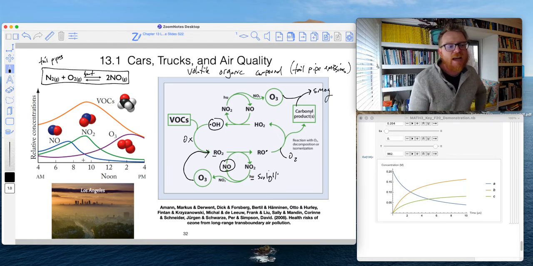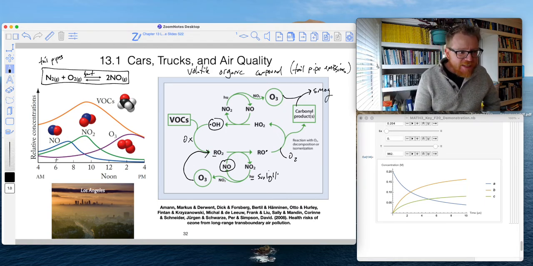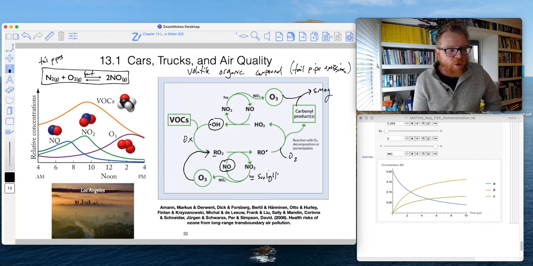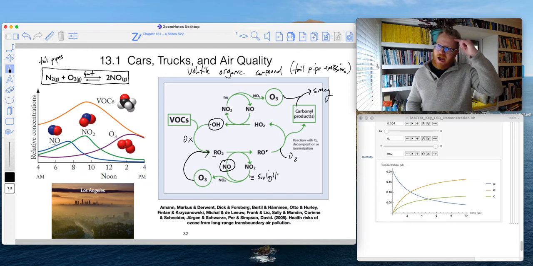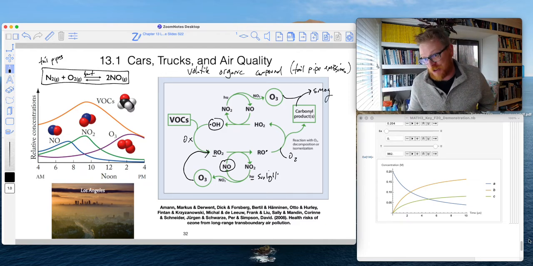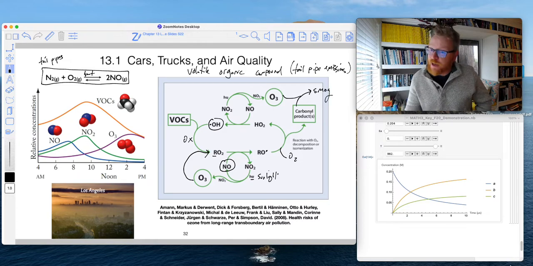And so if you look at this time profile now, you can see it starts at about 6 in the morning, NO concentration starts building. And if you think, why is that? Well, that's because traffic has started, right? Everybody's waking up, they're getting on the 405, and they're going to work.